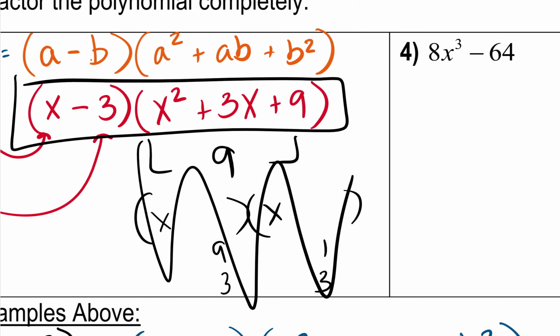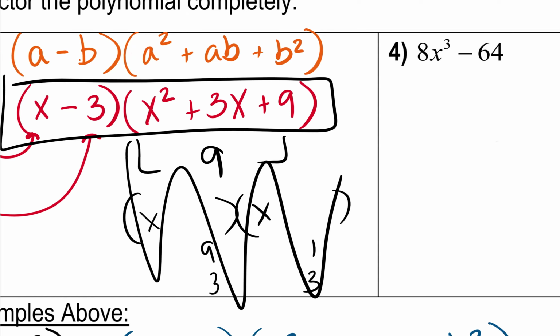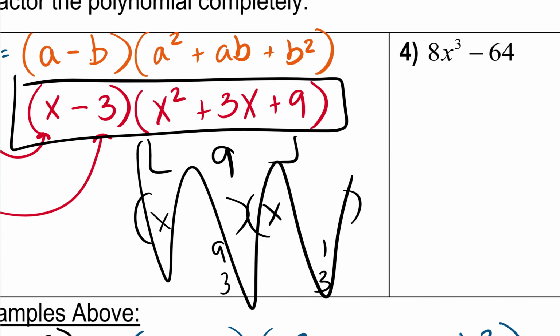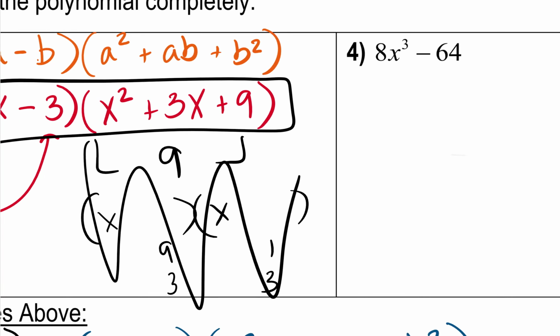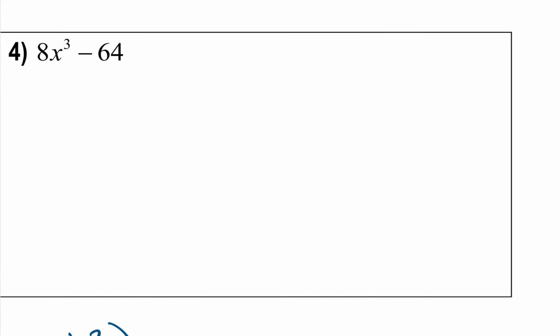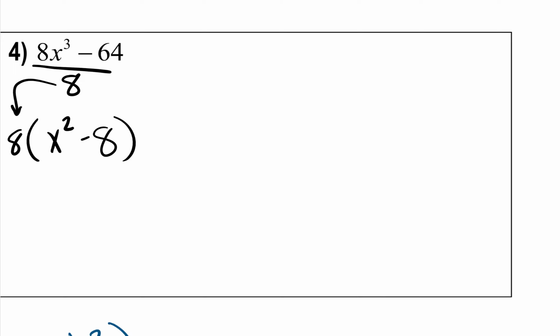Okay, almost the exact same thing. The biggest difference is where the signs are, the plus and minus. That's it. Okay, this is the same thing right here. I have a GCF of 8. GCF goes out front. That gives me x squared minus 8. So then my a is x.